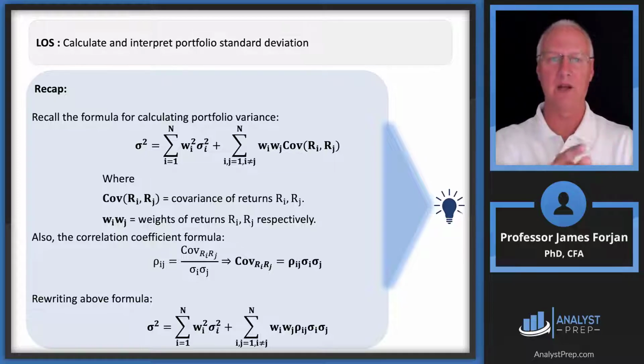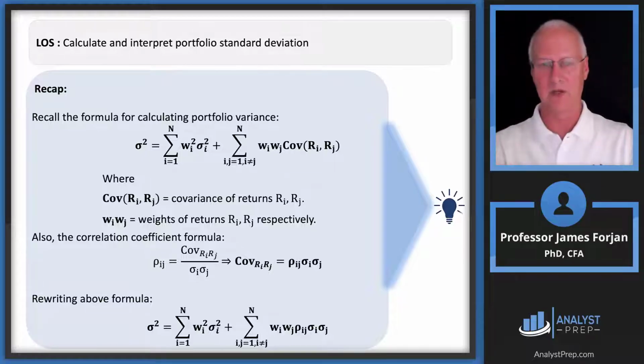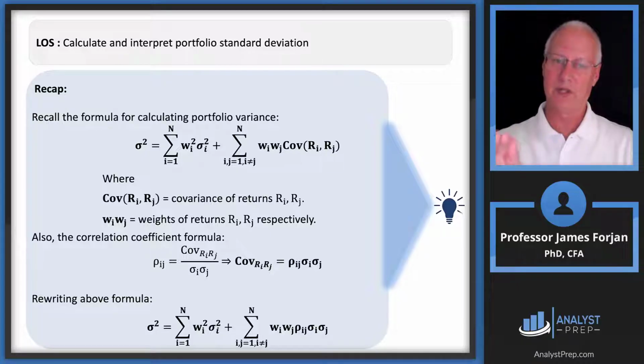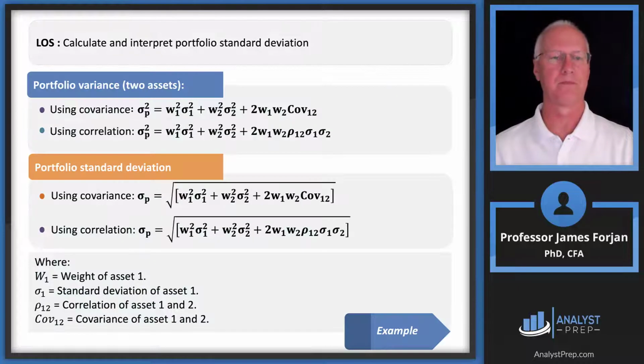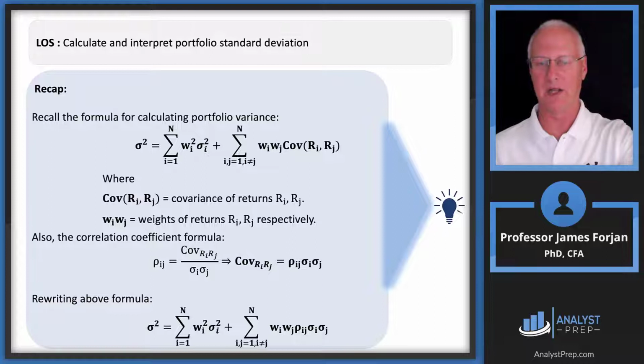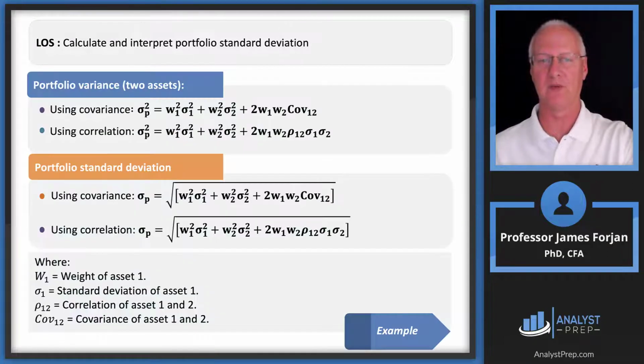Notice the LOS says calculate. And so make certain that if you're given covariance, you use the top one. If you're given correlation coefficient, you use the bottom one. Now, of course, what we need to do is take the square root to get the standard deviation. So right here, this is variance, right? So take the square root.